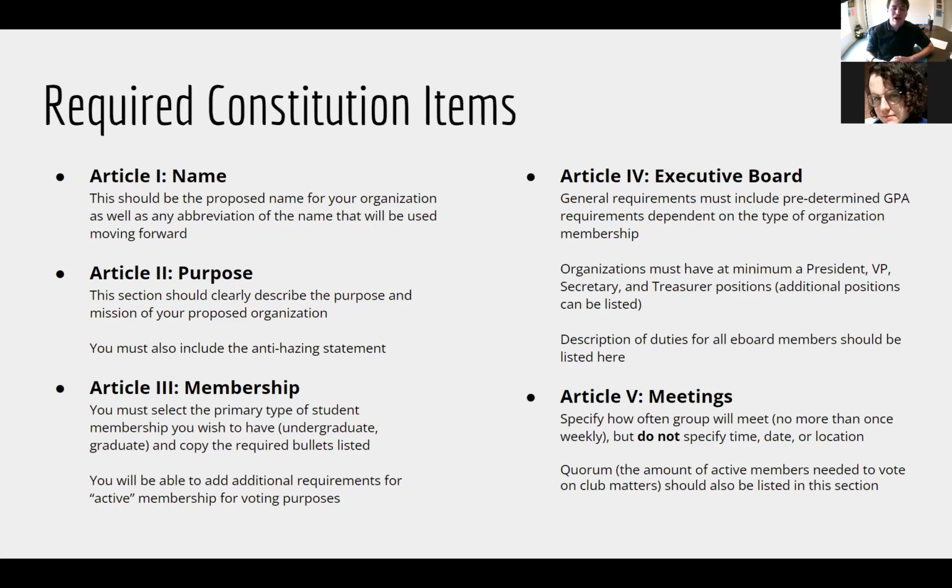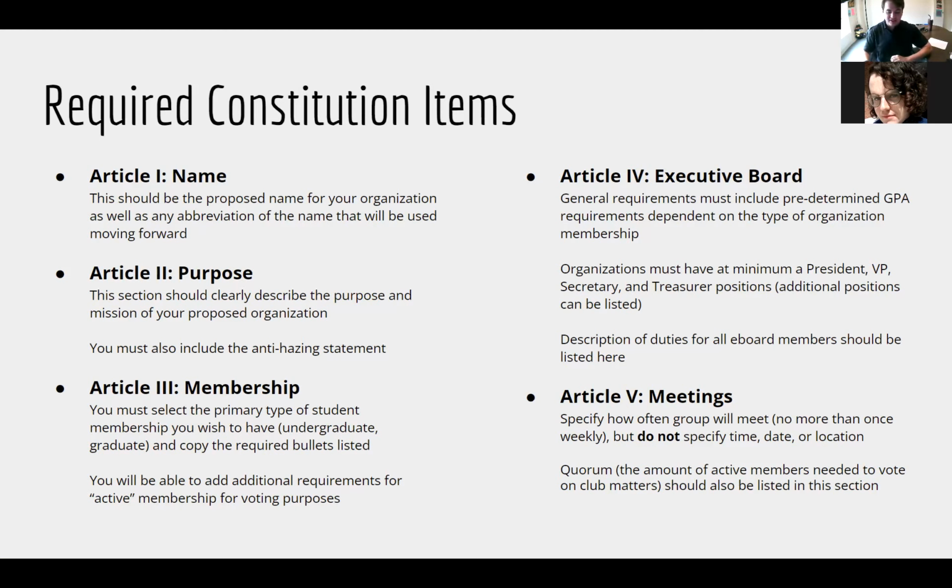And then Article 3 is about membership. You must select the primary type of student membership you wish to have, either undergraduate or graduate, and then copy the required bullets listed. Choosing your type of membership, whether undergrad or graduate, does not mean that undergraduate organizations cannot have graduate student members and vice versa. You absolutely can have grad student members in undergrad orgs and undergrad members in grad orgs. You will be able to add additional requirements for active membership for voting purposes, which you will see in the model as well.